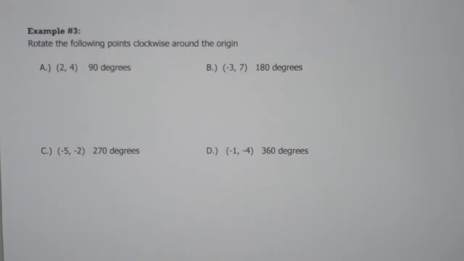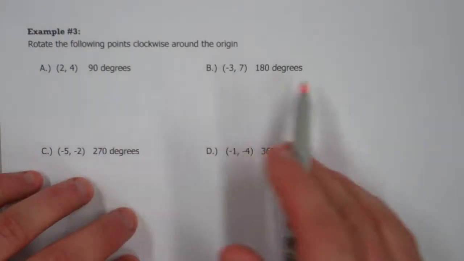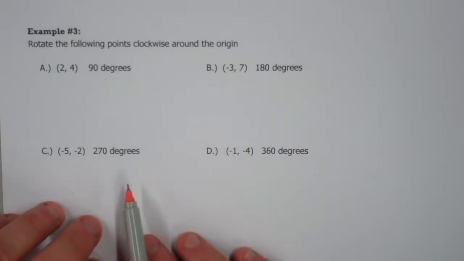In this example, we need to rotate the following points clockwise around the origin. There's a few things that you need to know, and we'll step through it as we go. 90, 180, and 270 here.